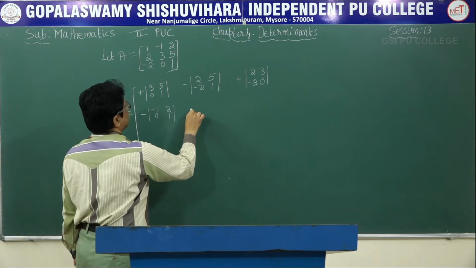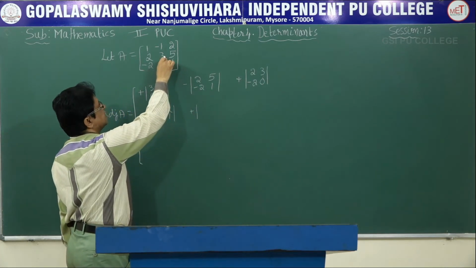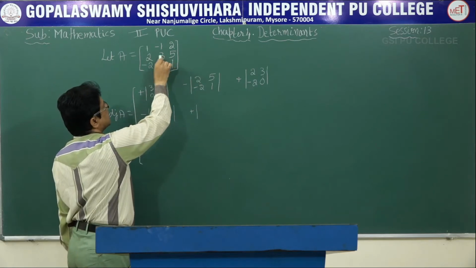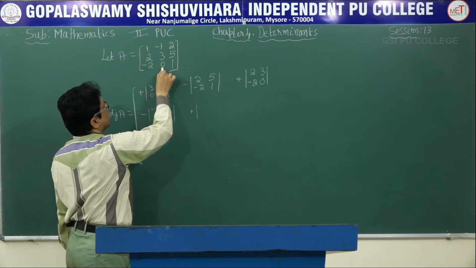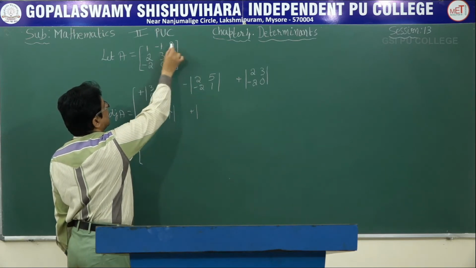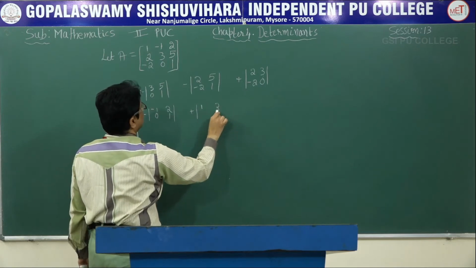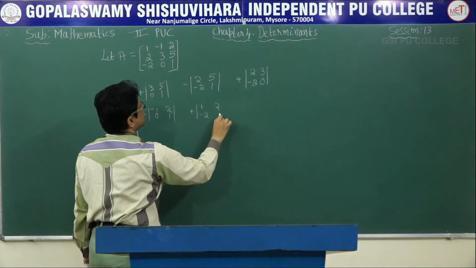Next I write plus. Let us find the cofactor of 3. So 3 lies in the second row, second column. I eliminate the second row and second column and take the determinant of the remaining elements. That is determinant of 1, 2, minus 2, 1.